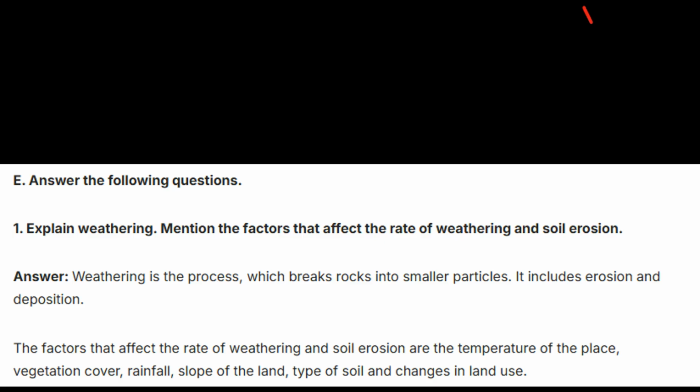E. Answer the following questions. First, explain weathering. Mention the factors that affect the rate of weathering and soil erosion. Answer. Weathering is the process which breaks rocks into small particles. It includes erosion and deposition. The factors that affect the rate of weathering and soil erosion are the temperature of the place, vegetation cover, rainfall, slope of the land, type of soil, and changes in land use.